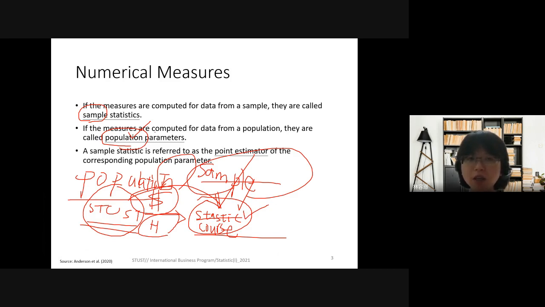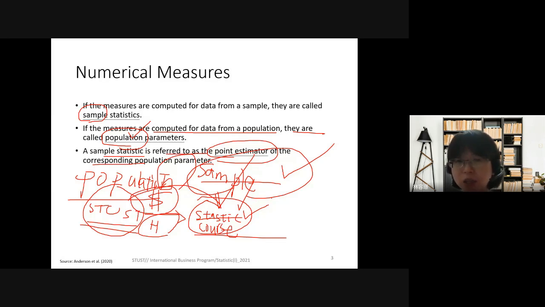So if the measures are computed from data of a population, they will be the population parameter. And a sample statistic is referred to as the point estimator of the corresponding population parameter. Because today I use the sample to calculate the information, I will say the result I get from the sample is the point estimator of the population parameter.